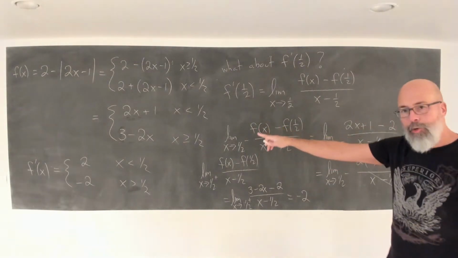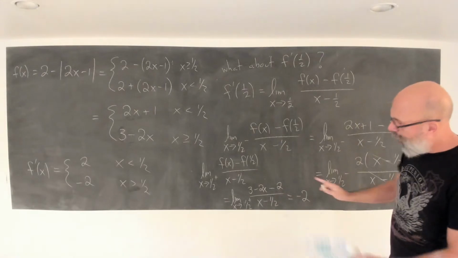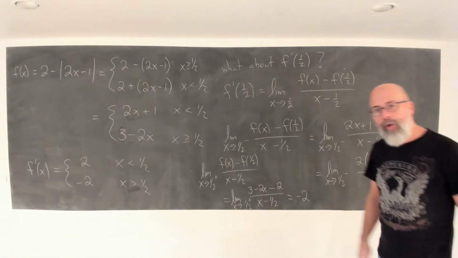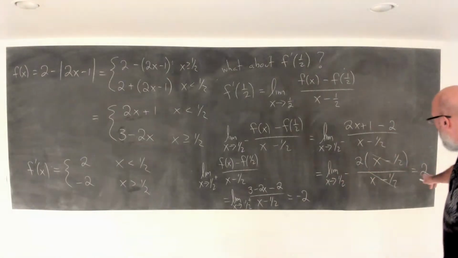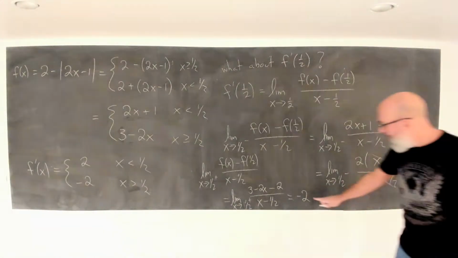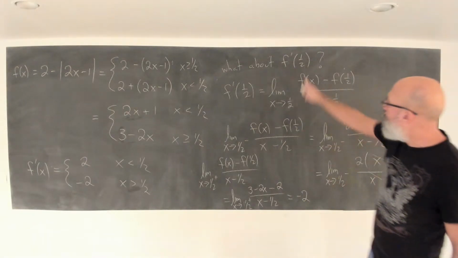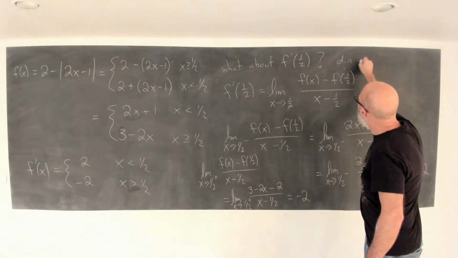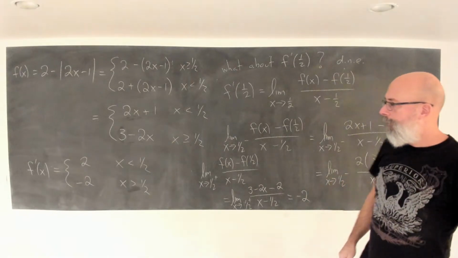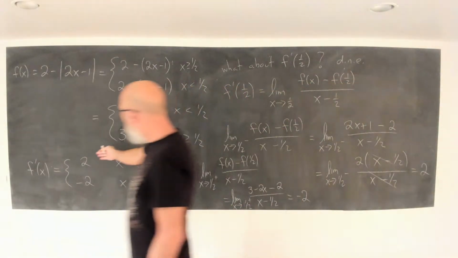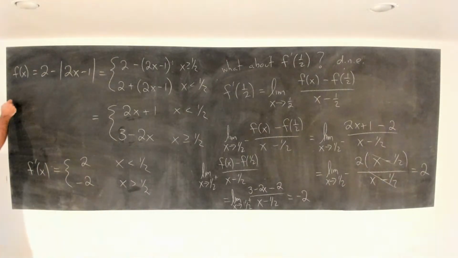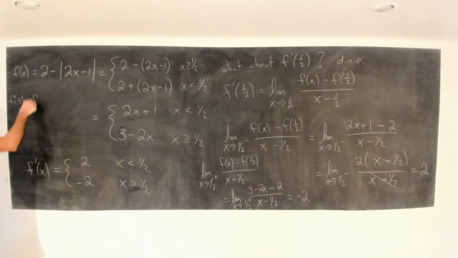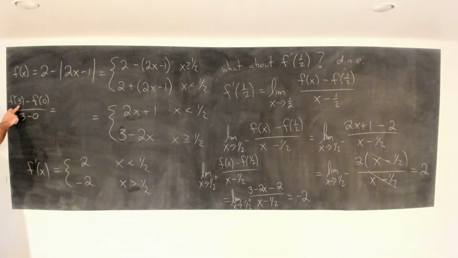I mean, I guess you could draw, but the limit definition is the way to go. So limit from the left is 2, limit from the right is minus 2, so this does not exist. So you see the derivative is either 2 or negative 2. And f of 3 minus f of 0 over 3 minus 0, what is that?